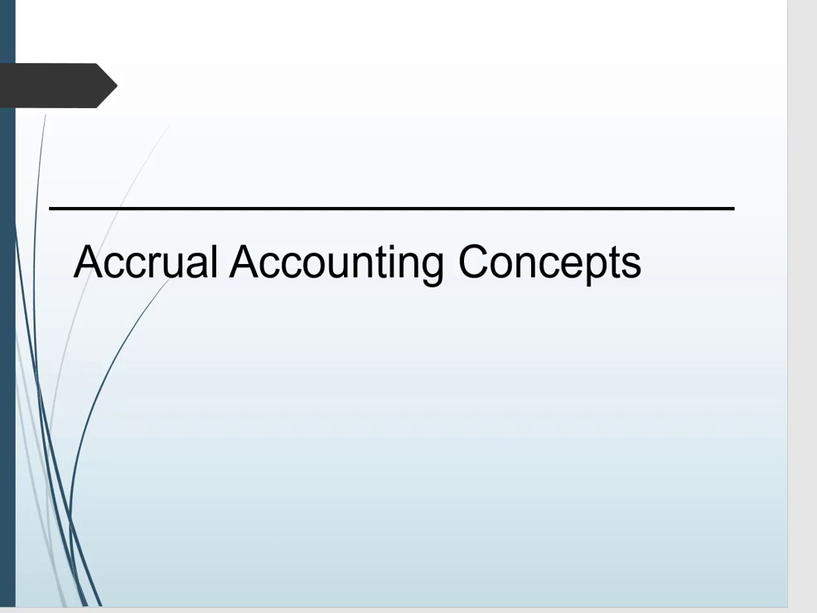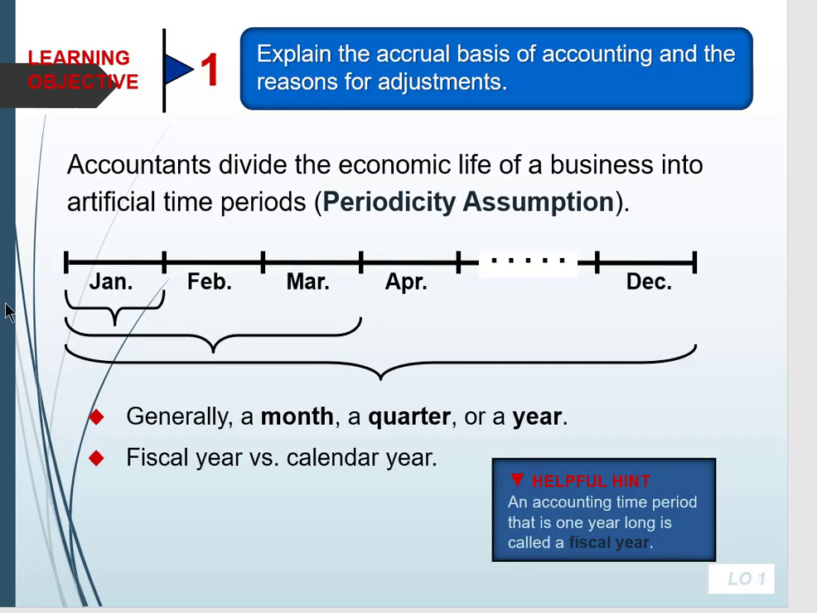In this video, we're going to talk about the accrual accounting concepts. Now, what does that mean? At the end of every period, we need to adjust the statements for some things that have happened and have not been recorded yet, or things that have been recorded but haven't quite happened yet. So we have to make some adjustments, and we're going to talk about this process.